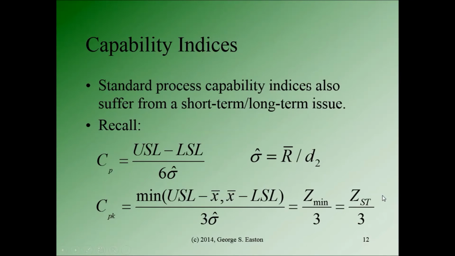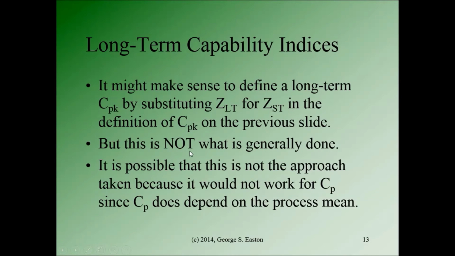So what I'm contemplating here is that we just take this z short term and substitute the smaller z long term, thereby making the process capability index smaller. But this is not what is generally done in practice. And it's possible that this is not done because the approach taken would not work for C sub p, since the C sub p does not depend on the process mean.